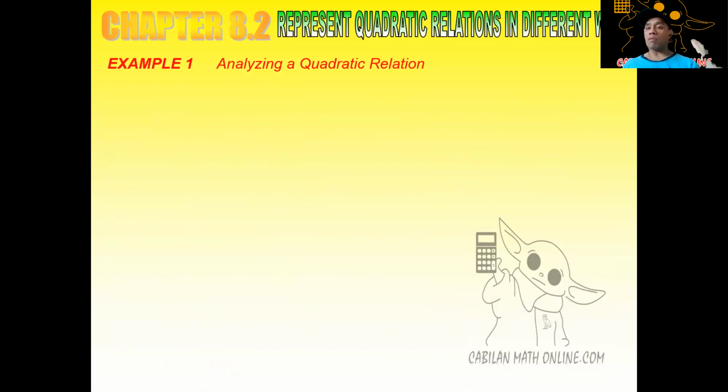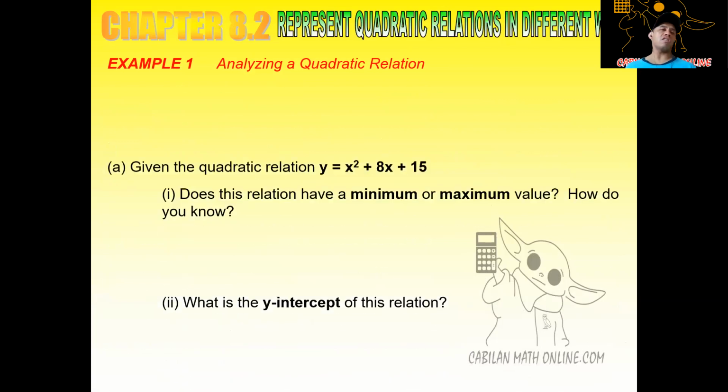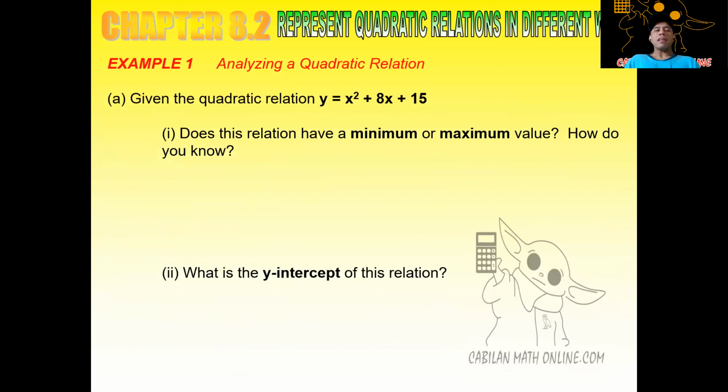you can follow along in terms of how we can use that particular screen to answer the next set of questions here. All right, so it says, given the quadratic relation y equals x squared plus 8x plus 15. So question i here is, does this relation have a minimum or maximum value?